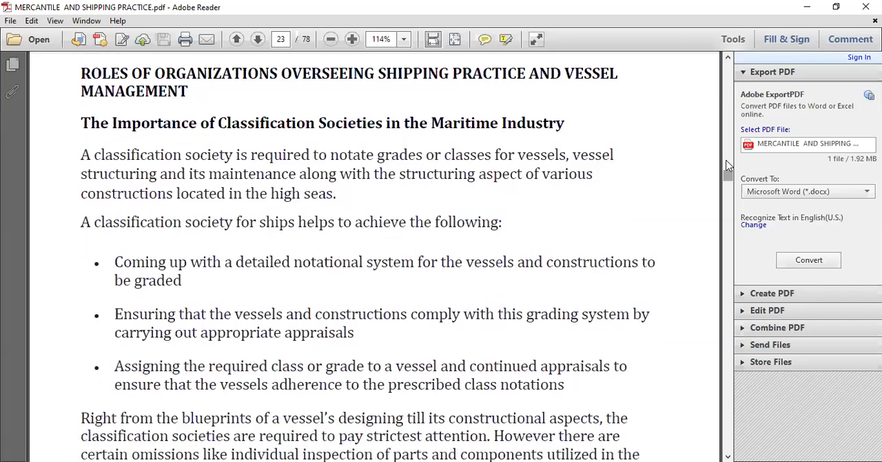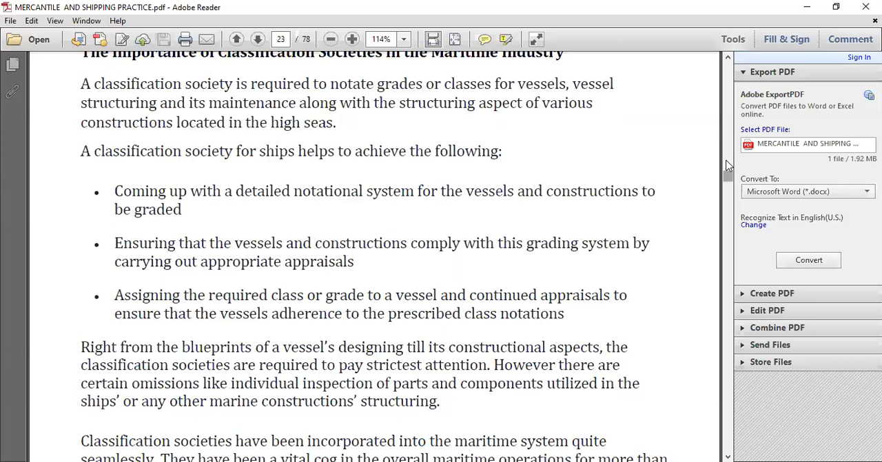One, they help in coming up with a detailed notational system for the vessel and construction to be graded. Then also ensuring that the vessel and the constructions comply with this grading system by carrying out appropriate appraisals. They also assign the required class or grade to the vessel, and carry out continued appraisals to ensure the vessel's adherence to the prescribed class notations.